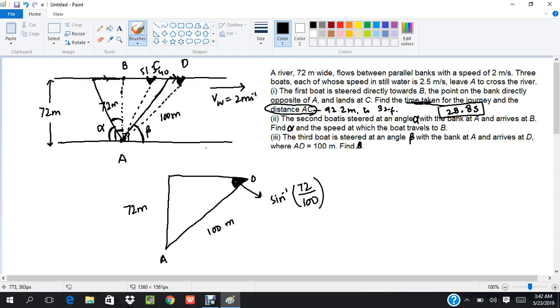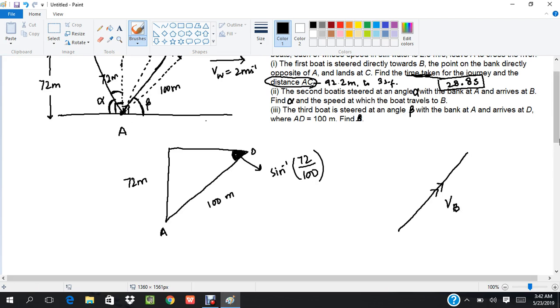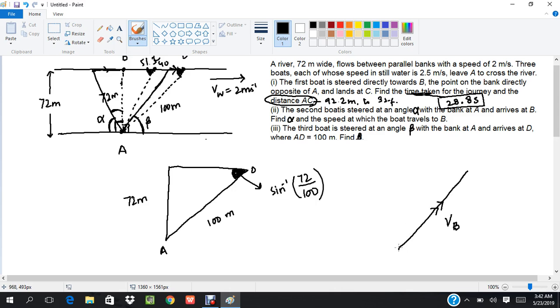Fine. Let's draw the triangle of velocities now. So for the triangle of velocities in this case, the line connecting A and D is the direction of the true velocity, which is the velocity of the boat. Then this true velocity is obtained by adding the relative velocity and the velocity of water. So this is my relative velocity at magnitude of 2.5, and this is my velocity of water at a magnitude of 2. Right, and the angle that the relative velocity makes to the bank is beta, and this angle here is, we have calculated this. This is sine inverse of 72 upon 100.